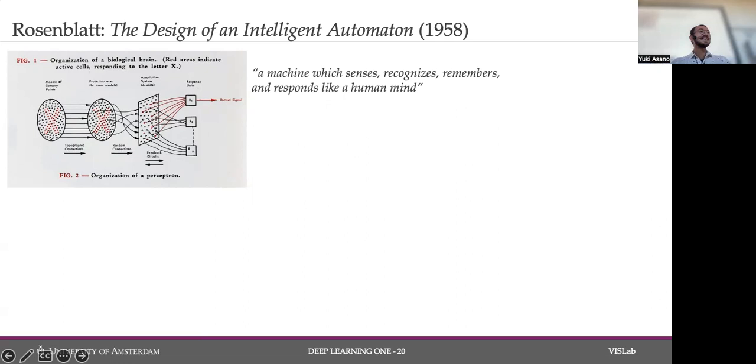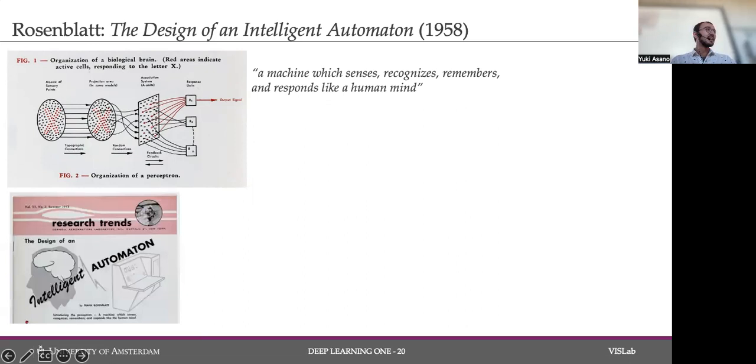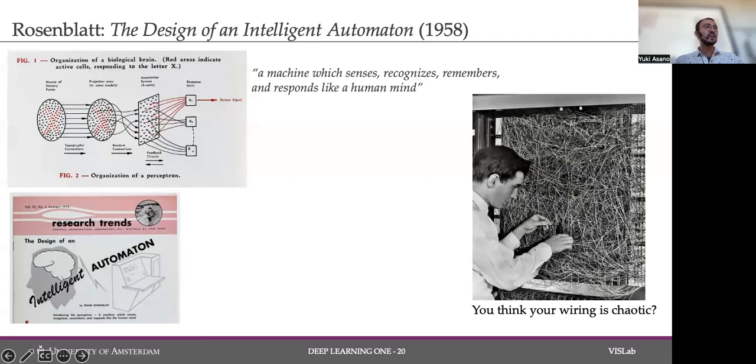Well, it's a bit crazy, but the crazier part was actually that he built it. So it says the design of an intelligent automaton, and ton should be big because this thing weighed 5 tons actually, and it looked like this. And so this was the guy. He was a bit of a crazy researcher, but he had pretty much a good hunch. So you could call him one of the grandfathers of deep learning.